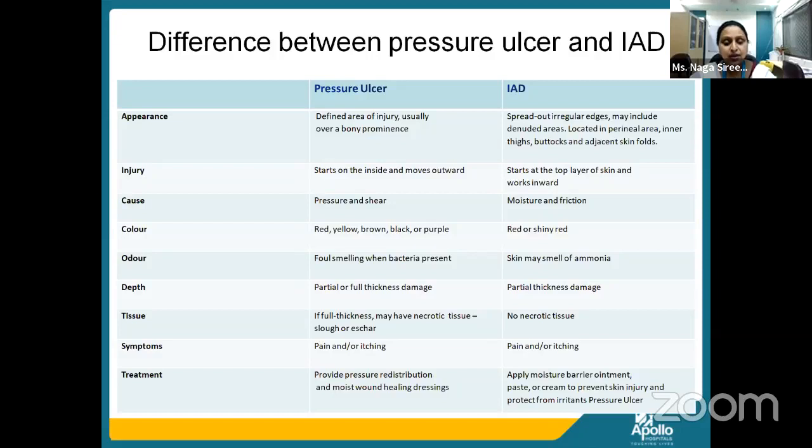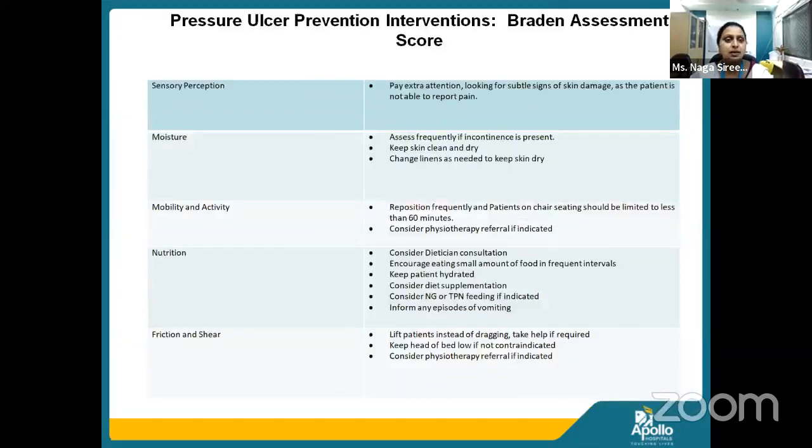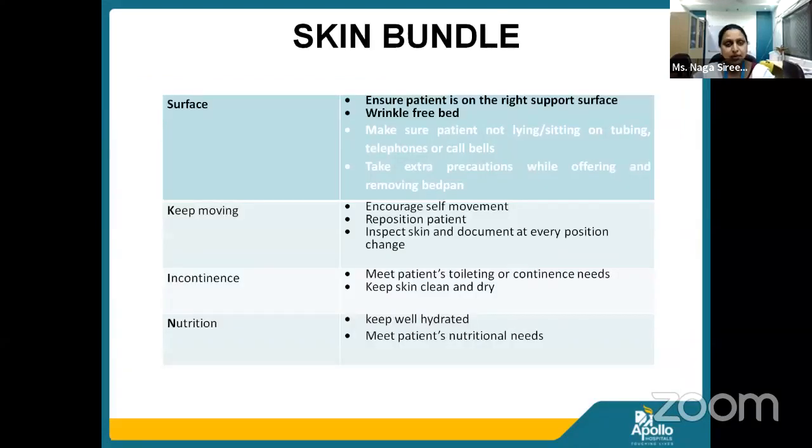Treatment: provide pressure redistribution and moist wound healing dressings. And in IAD, apply moisture barrier ointment, paste or cream to prevent infections. And this is pressure ulcer and sensory perception, moisture, mobility, activity, and friction and shear. Coming to the skin bundle, which is very, very important.